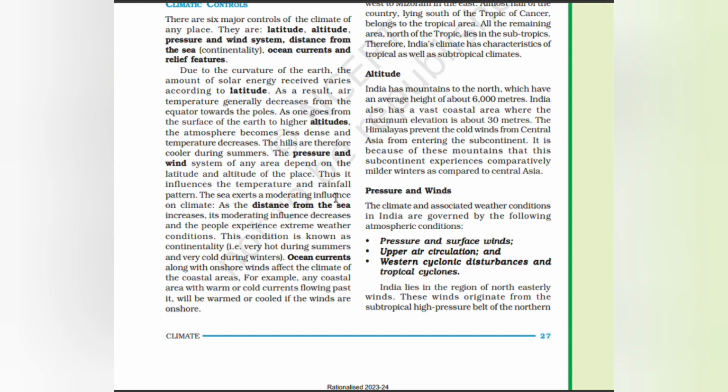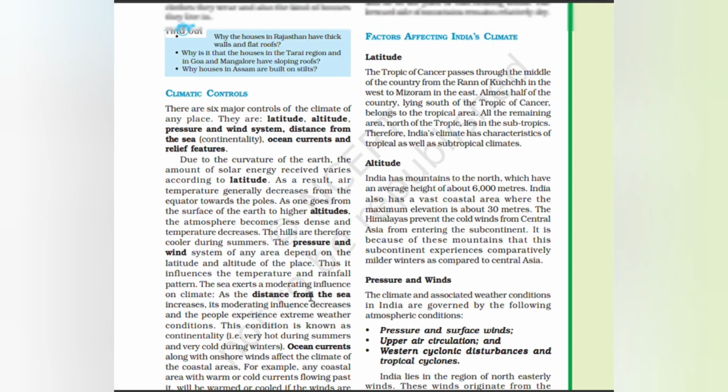The sea exerts a moderating influence on climate. As the distance from the sea increases, its moderating influence decreases and the people experience extreme weather conditions. This condition is known as continentality, very hot during summers and very cold during winters. Ocean currents along with onshore winds affect the climate of coastal areas. For example, any coastal area with warm or cold currents flowing past it will be warmed or cooled if the winds are onshore.